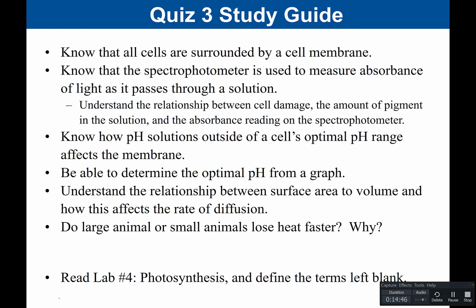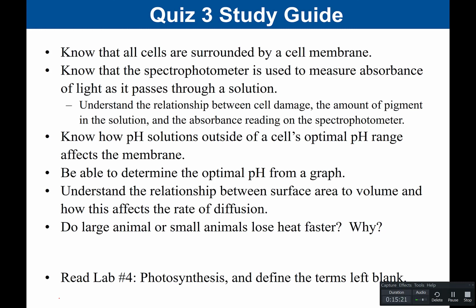So that's the other one, be able to determine the optimal pH from a graph. Understand the relationship between surface area to volume ratio and how this affects the rate of diffusion. So the smaller the cube, the higher the surface area to volume ratio, and does that increase the rate of diffusion or decrease the rate of diffusion? That's what that's asking. And then, do large animals or small animals lose heat faster and why? That goes back to that last summary question. So you want to make sure that you understand that.